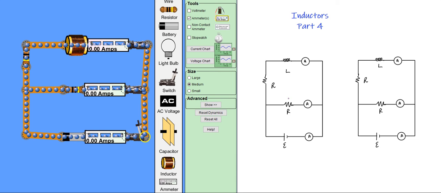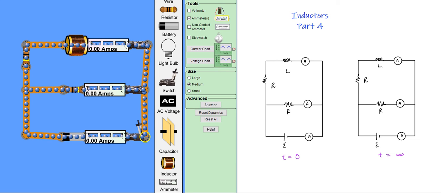So I have a battery, a resistor, and these resistors have equal resistance values, and I have an inductor at the top. And why I have two different variations of the same thing here is because I want to take a look at what happens immediately when this first switch down here is closed, and then also what happens when it's been connected for a very long time.